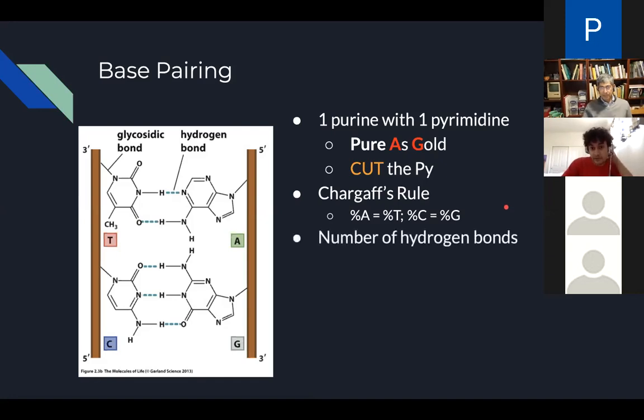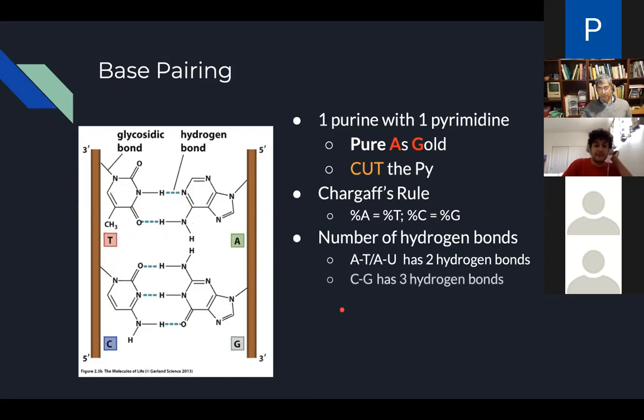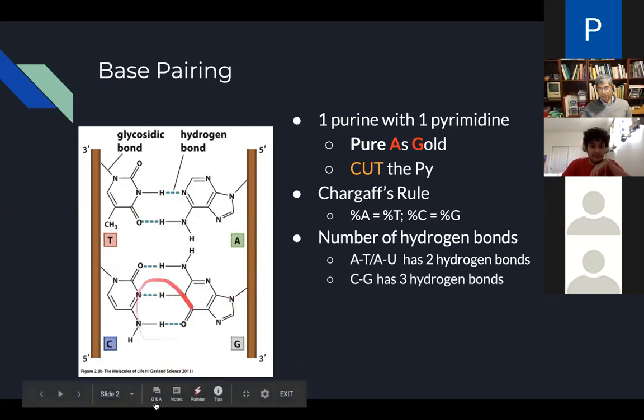And important thing to note is differences in the number of hydrogen bonds between these nucleotides. When we look at AT, AU, you'll have only 2 hydrogen bonds. And note the placement, which atoms are involved in those hydrogen bonds. And for cytosine guanine, you have 3 hydrogen bonds.